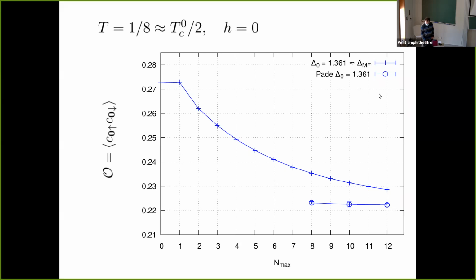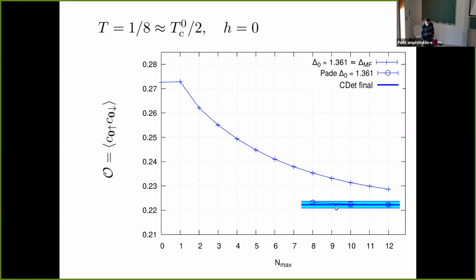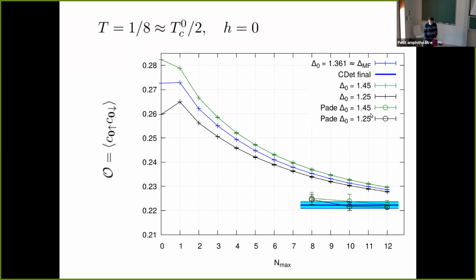For that, we can, for example, just use Padé. So here I show the 3 diagonal Padés: 4,4, 5,5, and 6,6. You see that they give results which are close to each other. And from these 3 points, we can claim a result with a conservative error bar like this. You can also cross-check by changing the value of delta 0.